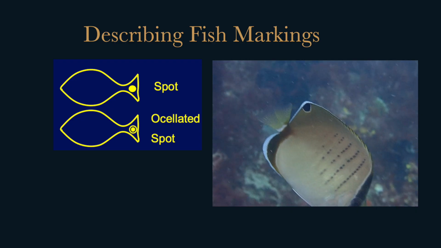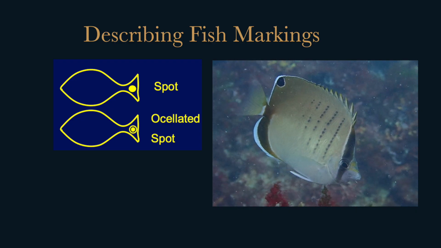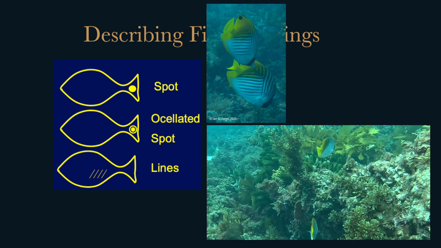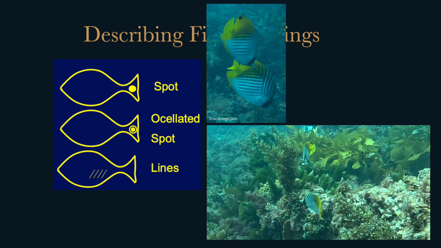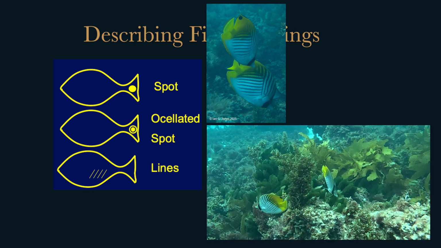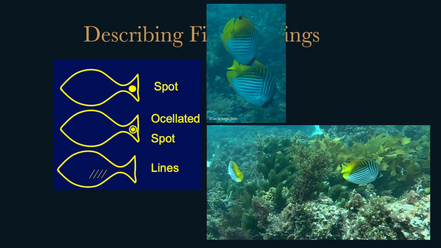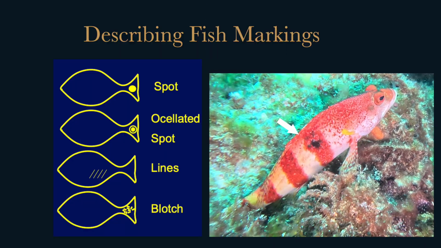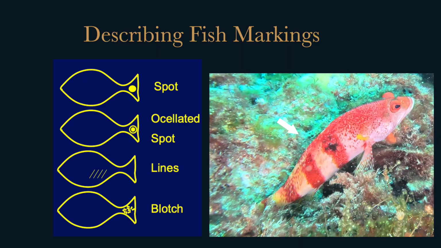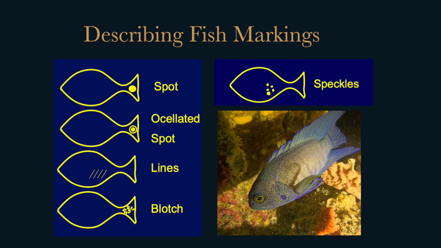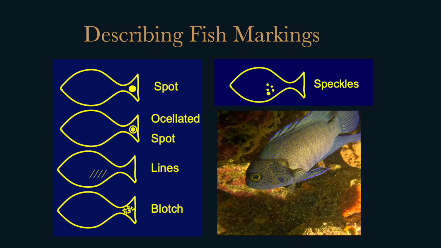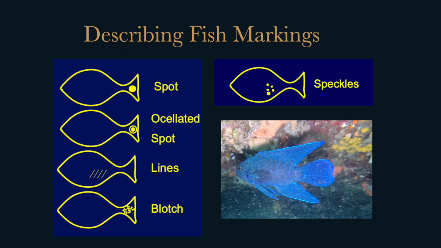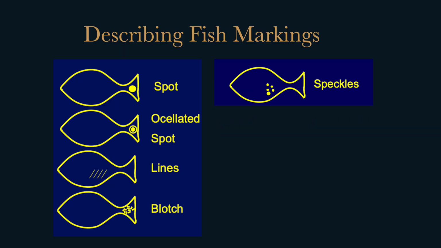An ocellated spot is a solid spot with a ring or line around it. This is another type of butterfly fish. Lines are finer than bands or stripes. There can be few or many. Blotches are irregular dark marks, like spots but not round and irregular. Speckles are smaller and are large numbers of round spots, usually smaller than a large single spot, and maybe different sizes.